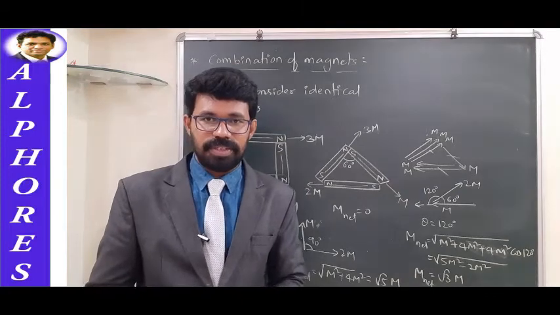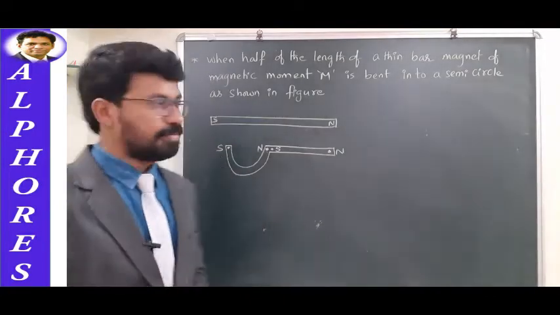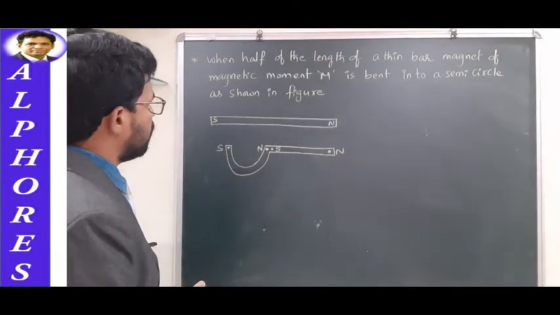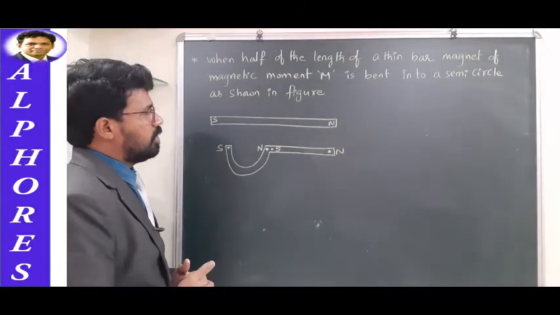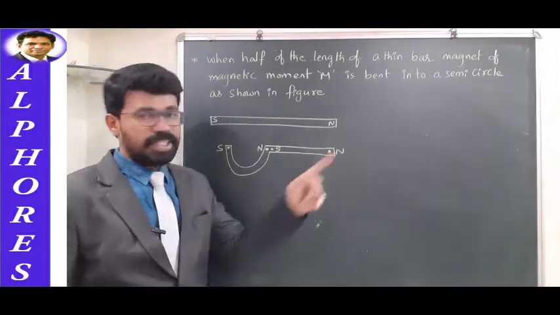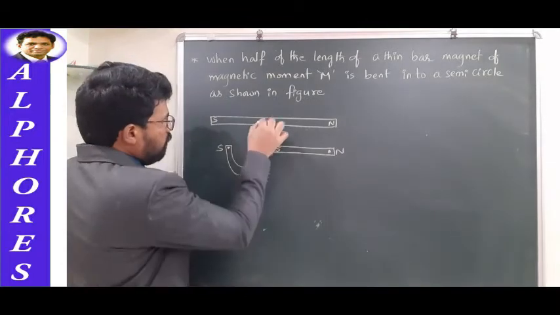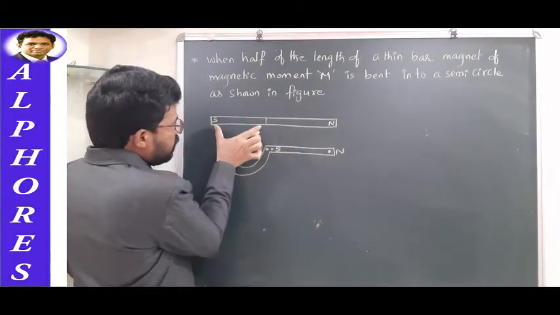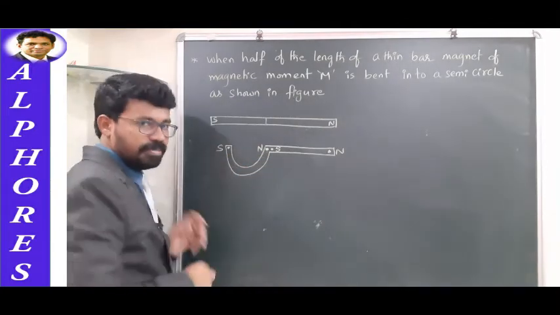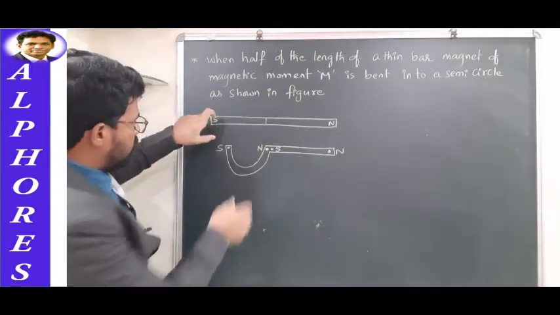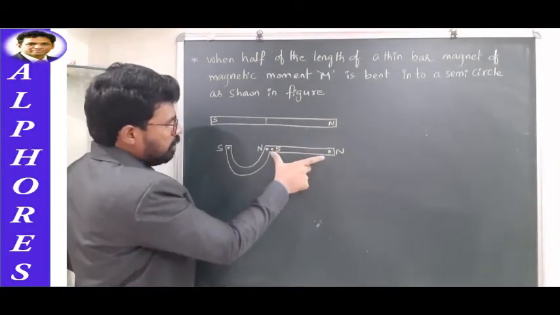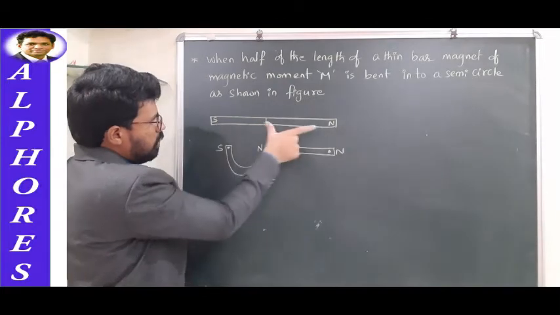Okay, so let us discuss about one more model, one more possible model, one more special case connected with this one. Okay, now let us deal with this situation. When half of the length of a thin bar magnet of magnetic moment m is bent into a semicircle as shown in the figure. So here one thin bar magnet is taken, and this half of the thin magnet is bent in the form of a semicircle. So it was bent like this. Okay. So this part is remaining as it is. The other half, this half is as it is.